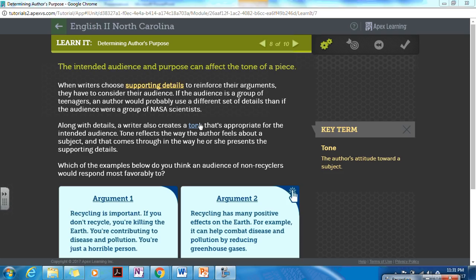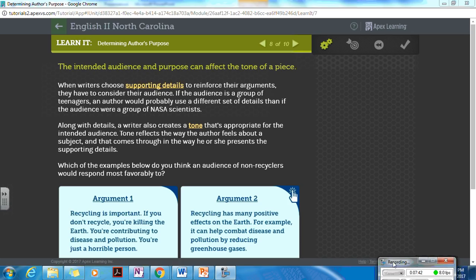So let's think about recycling. Which of the examples below do you think an audience of non-recyclers will respond more favorably to? Argument 1 or argument 2? Read both arguments and then decide.